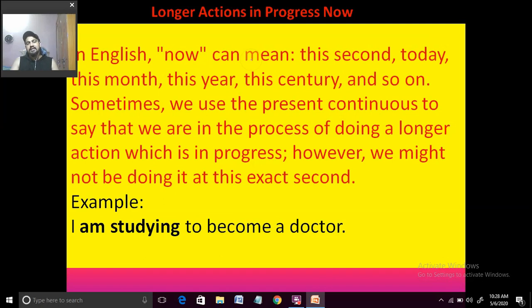So what is there? I is the subject, because we know that with I we have to use am, which we are going to discuss later on. No need to worry about that. Studying is the verb form, v1 plus ing, then the rest of the statement: I am studying to become a doctor. With this one you have to be very careful: when the action verb has y as its last letter, we keep it like this only. And before that y there is a consonant sound, which we are going to discuss. Okay, don't worry.